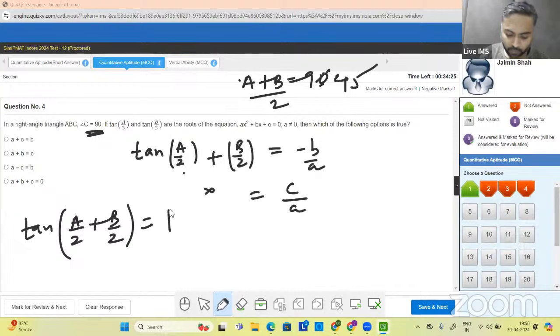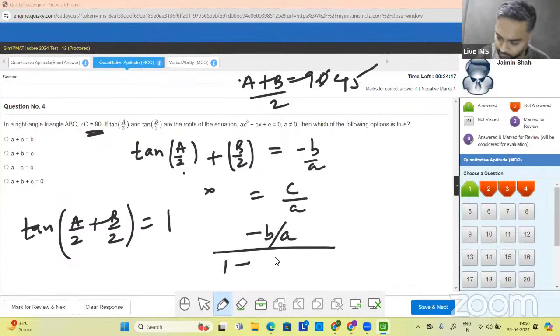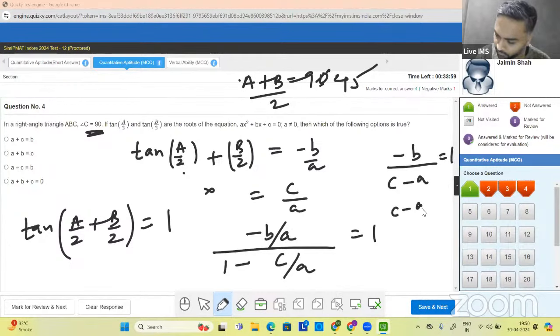So tan of x plus y is nothing but tan x plus tan y, which means minus b by a upon 1 minus the product, that is c by a, is equal to 1. तो ये a cancel हो जाएगा. What will I get? Minus b upon c minus a is equal to 1, which means c minus a is equal to b. Okay, c minus a is equal to b is the second option, correct? ठीक है.